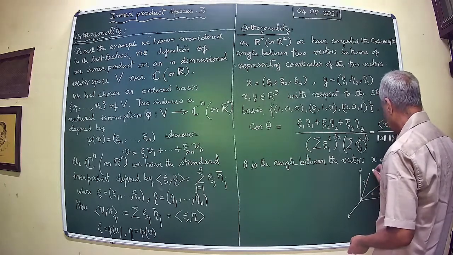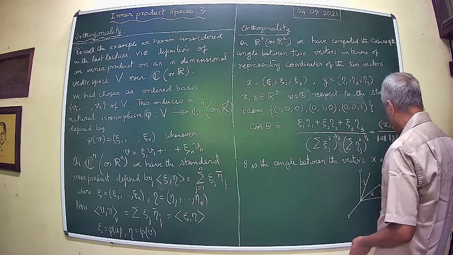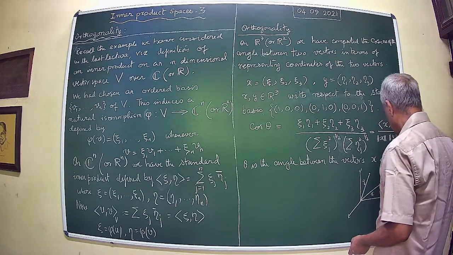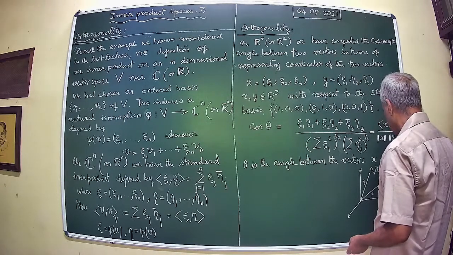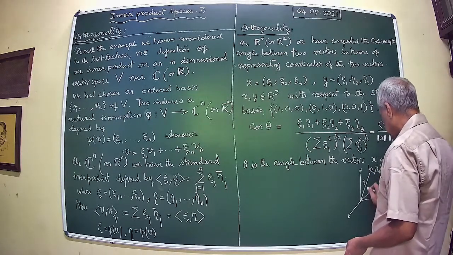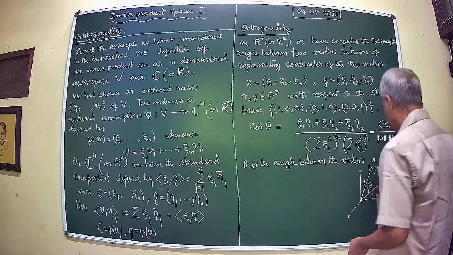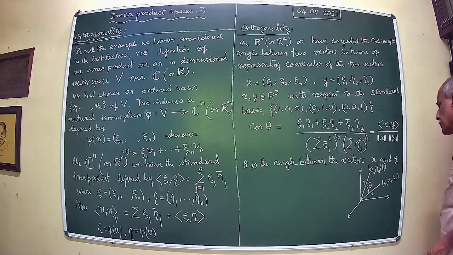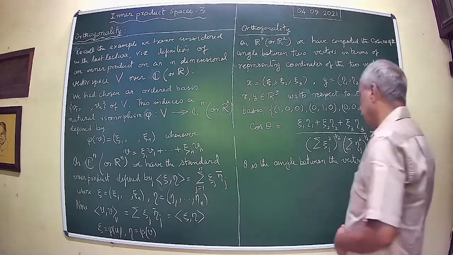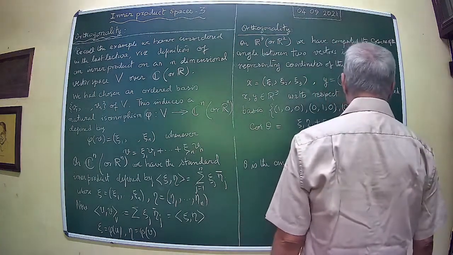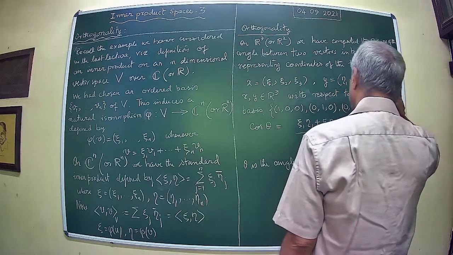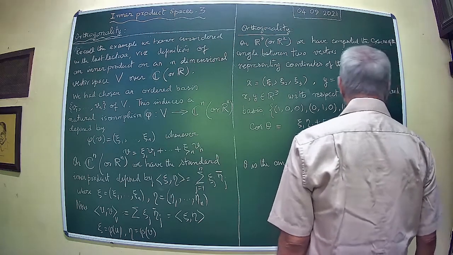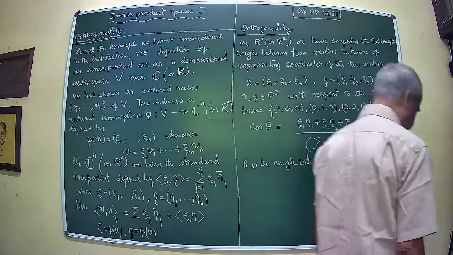This is y, so this point, and this is the angle between them, denoted by theta. And cos theta is given by x dot y, or what you call x inner product y, divided by norm x into norm y.